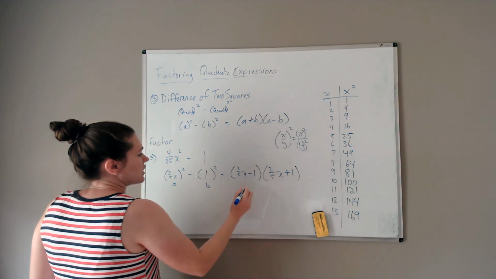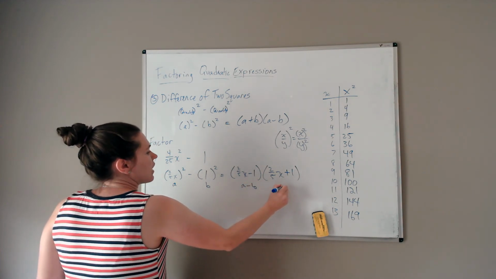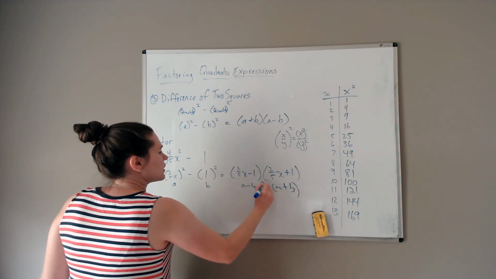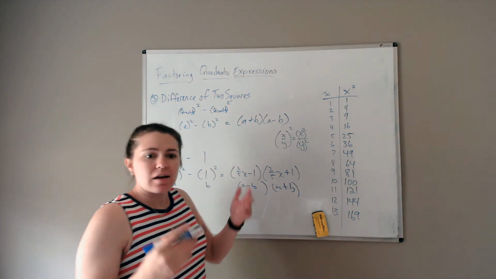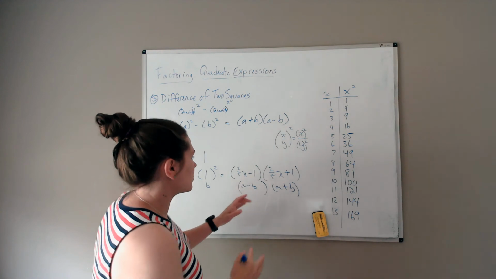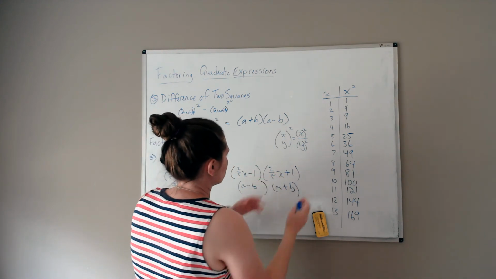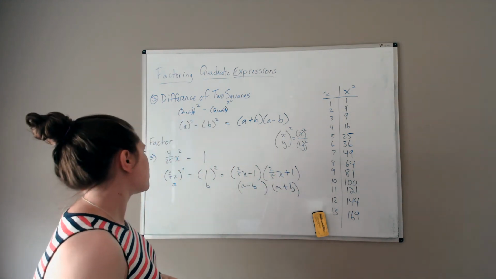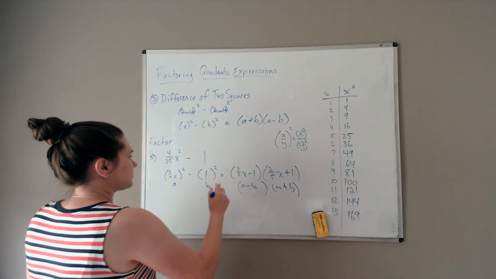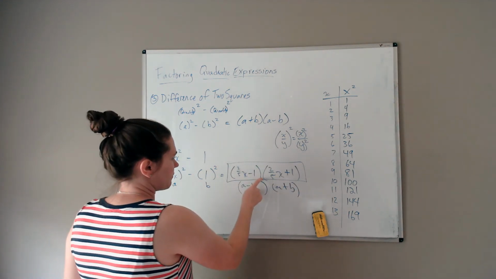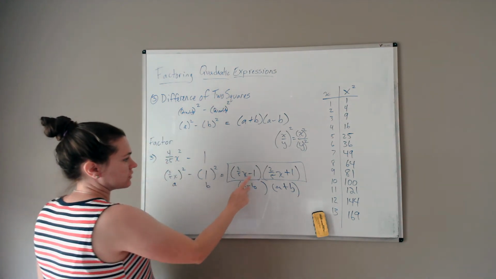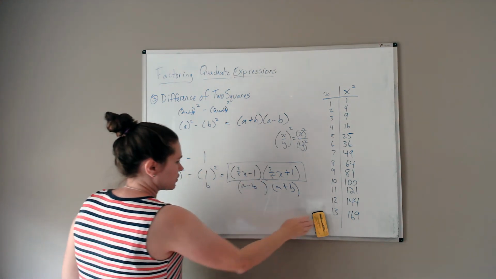So notice I did A minus B times A plus B instead of A plus B times A minus B. The order doesn't matter when you multiply, okay? 2 times 3 is the same as 3 times 2. So the order in which you write your factors does not matter, okay? So here's our answer for number 3. Here's the factored form of this expression. Notice linear times a linear gave us a quadratic.